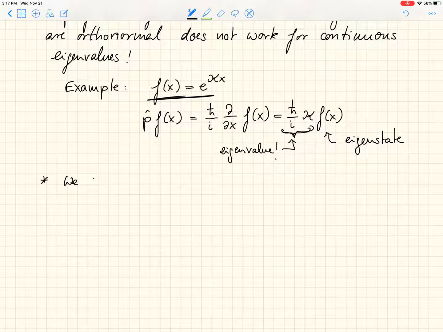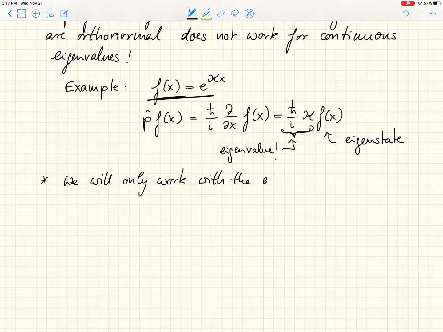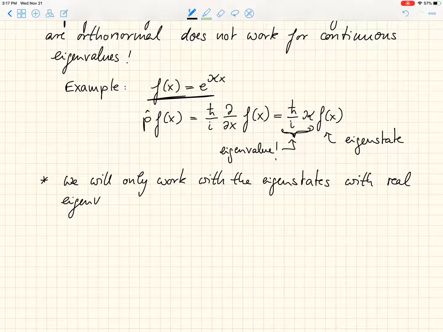But the only eigenstates that are physically relevant in quantum mechanics are the eigenstates with real eigenvalues, because imaginary eigenvalues of physical observables are not physical: we can measure the eigenvalues, and what we measure has got to be real.